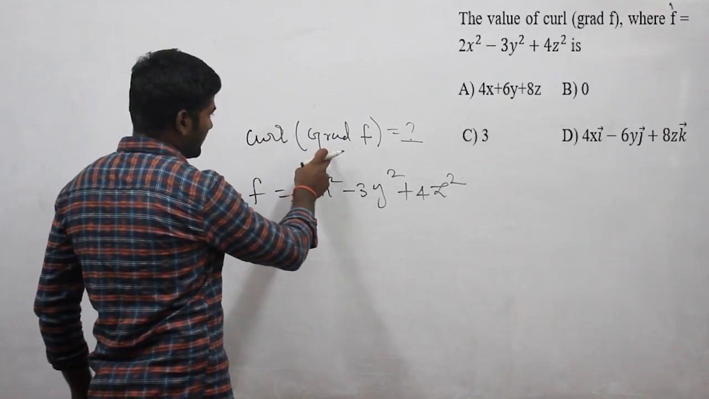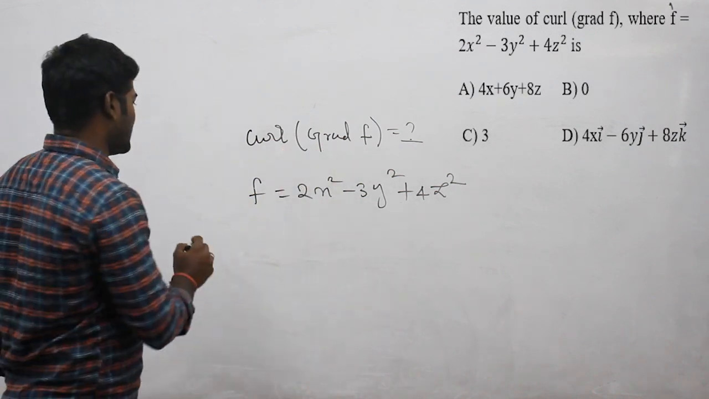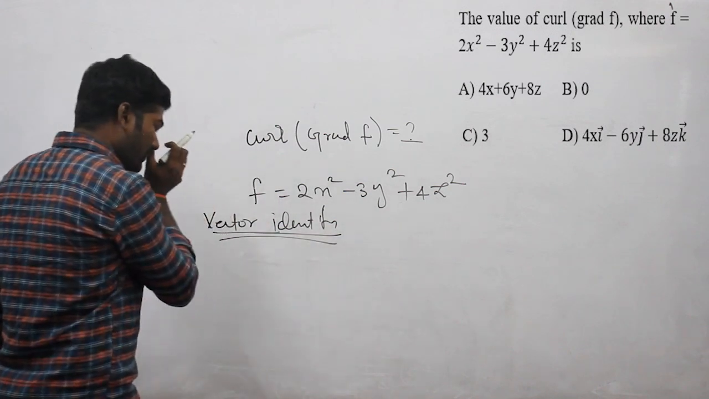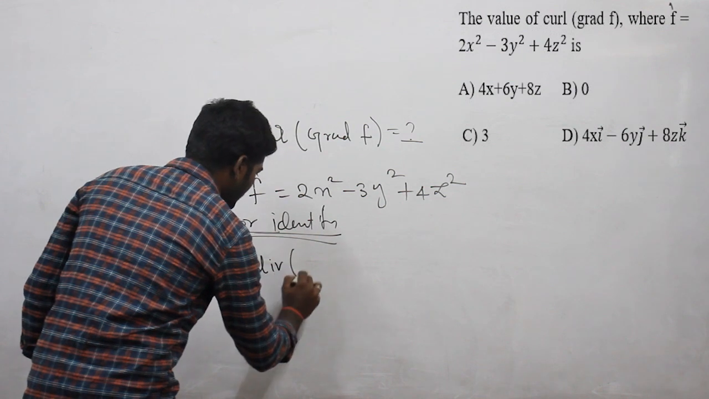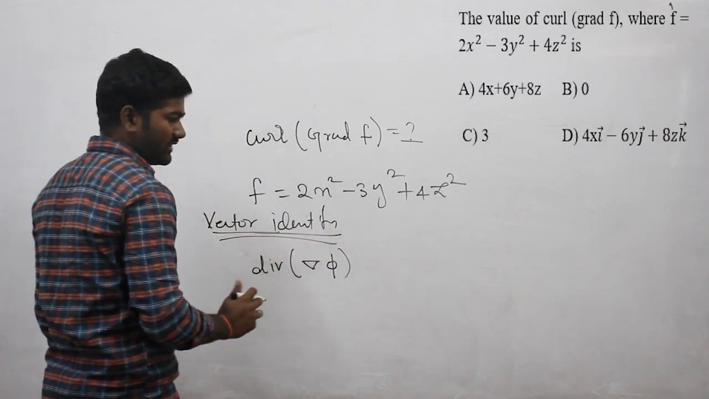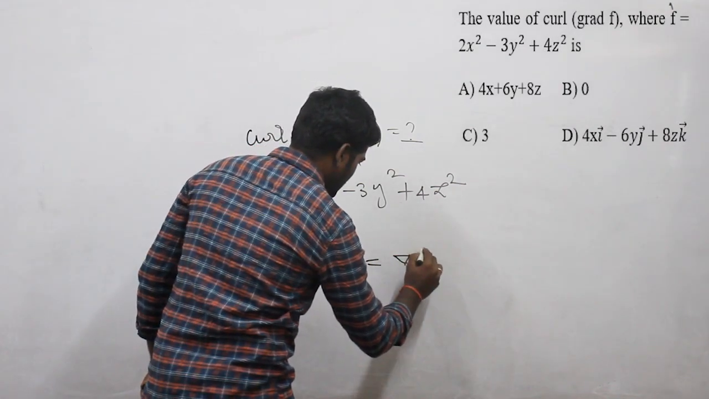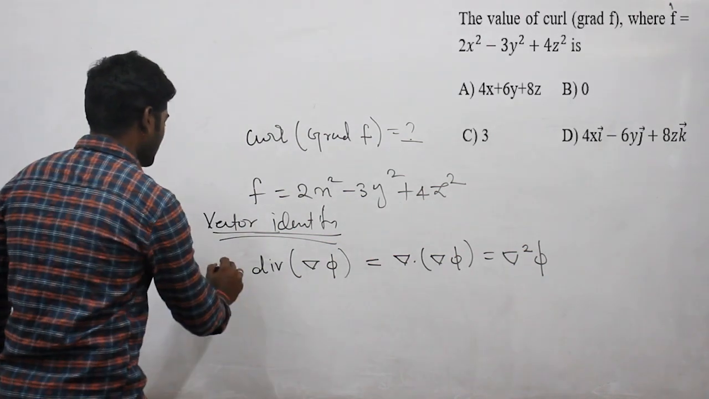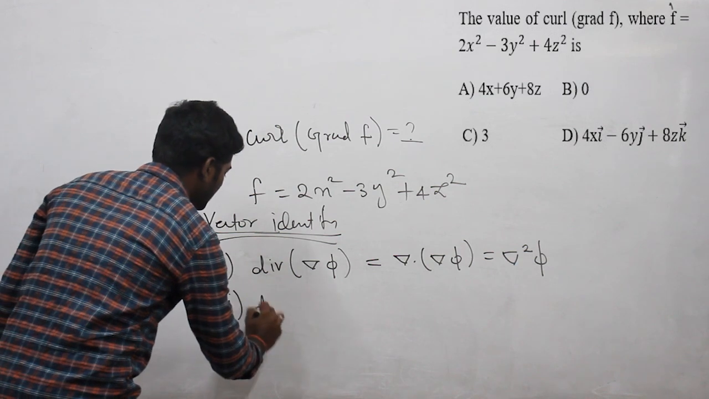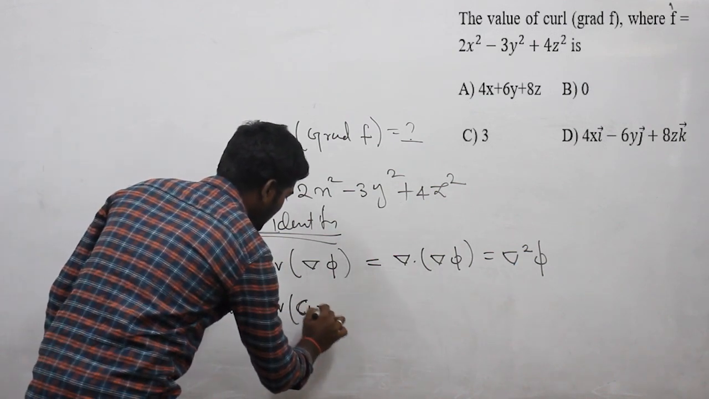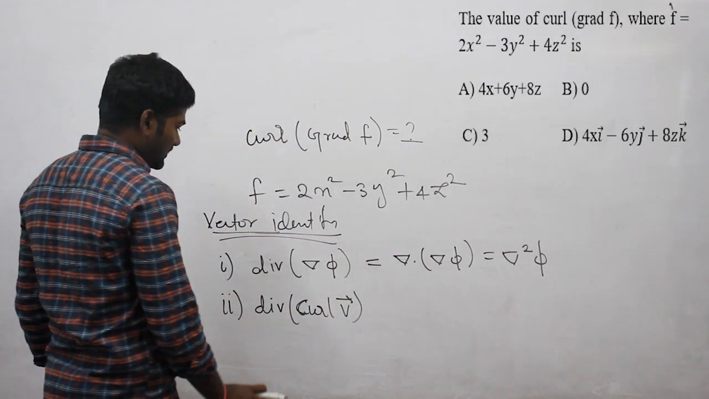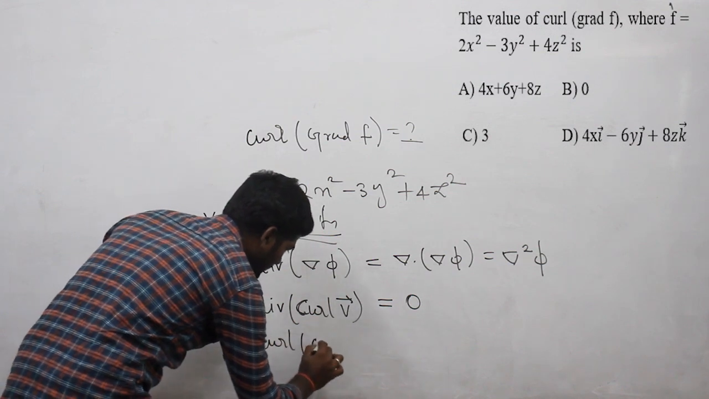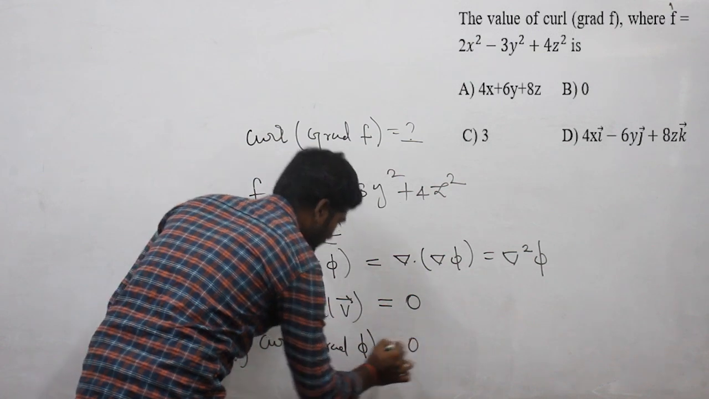Before this, there are six vector identity formulas, certain formulas you should know. The first one: divergence of gradient of pi is equal to del squared pi. The second vector identity is divergence of curl of V vector, and the formula gives the answer 0. And third, curl of gradient of pi is also 0, right?